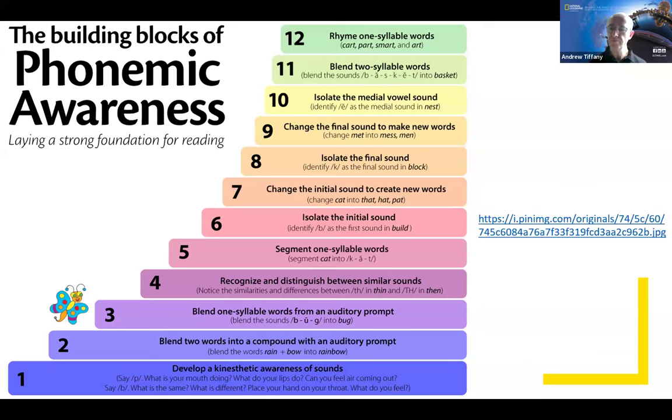I broke things up, right? I didn't do all of them. I didn't do a lot of the ones at the top, for example. Like I didn't do number 10. I didn't isolate a medial vowel, right? I did do some isolating of beginning sound, final sound. We did look at recognizing differences, number four. Okay. So we did some of these. We didn't do all of them.